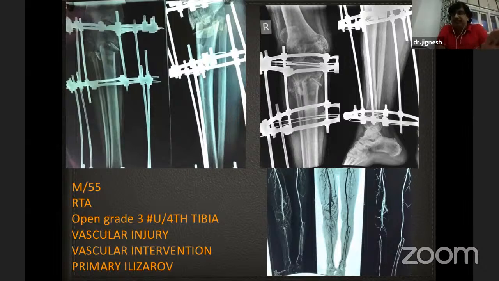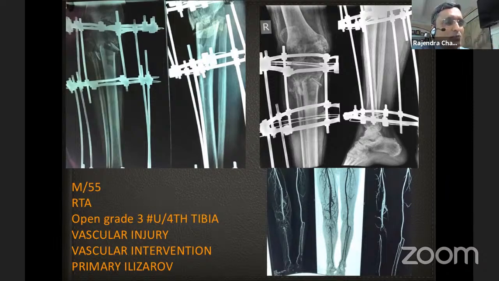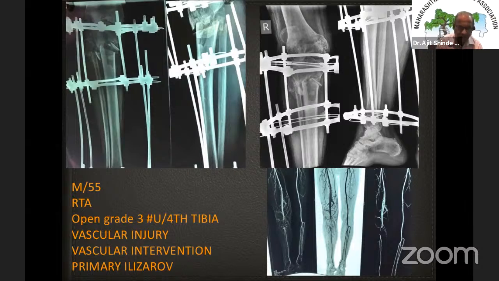The Ilizarov was kept in situ and continued for another 5-6 months time. No corticotomy was done, and the ring frame was maintained as it is for 6 months. Dr. Shinde, your opinion on this Ilizarov construct, you would have done something else? There is only one ring in the proximal fragment. And with differential distraction, it could have been managed. The reduction would have been better if the proper procedure had been followed.